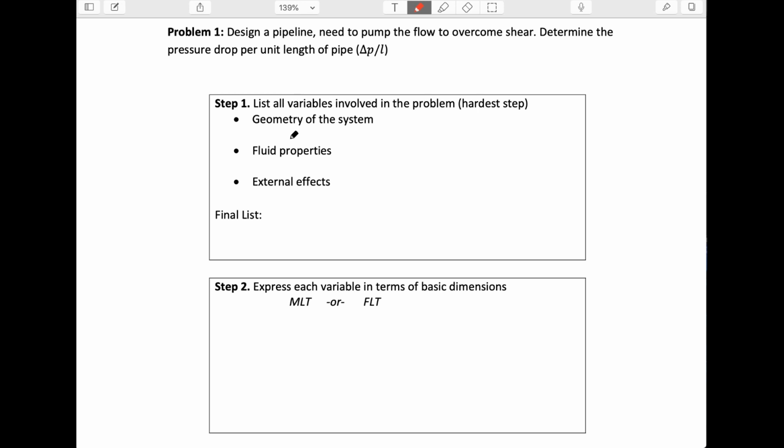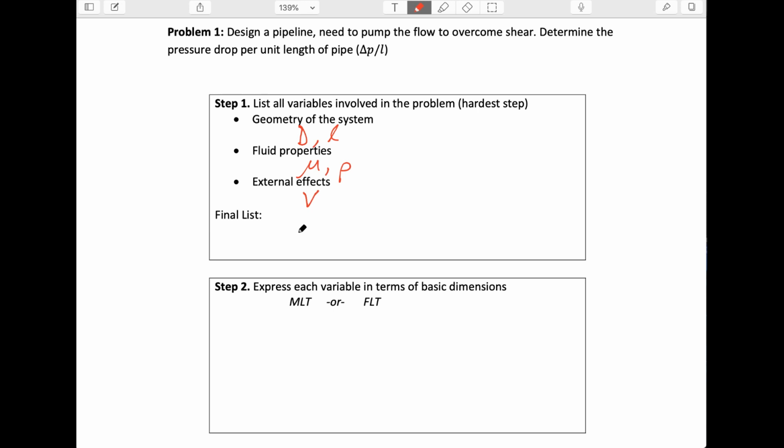And so step by step the process of applying Buckingham Pi looks like this. First we're going to list all of the variables involved in the problem. This is the hardest step because we kind of have to understand what's going on already, or we can follow this checklist here. So geometry of the system, this is a pipeline, so things that are interesting look like diameter and length. Fluid properties, what do we use to describe a fluid? Well, in general we're going to use viscosity and we're going to use density. And then external effects, we want this flow to move at some speed, v for velocity.